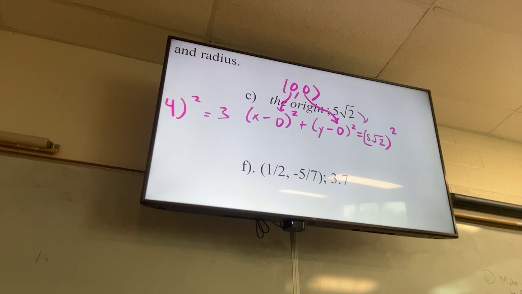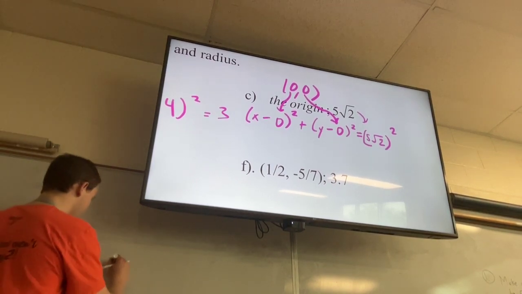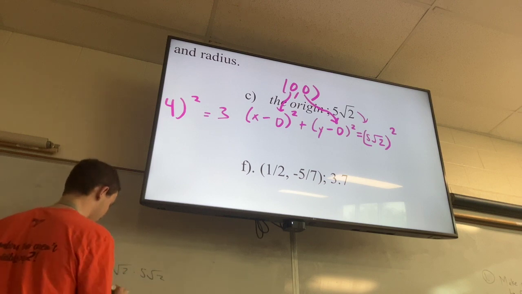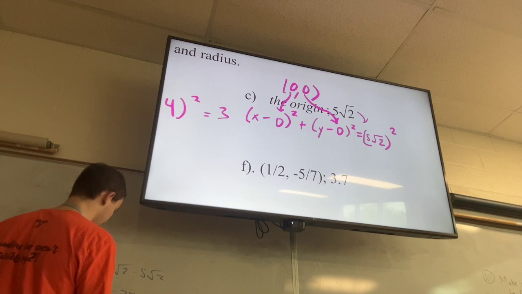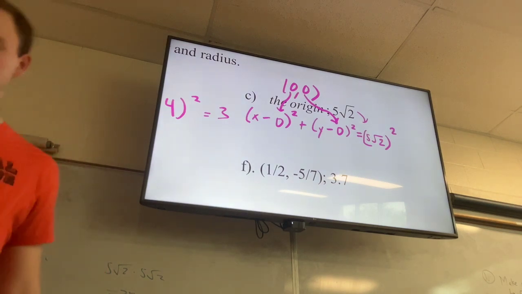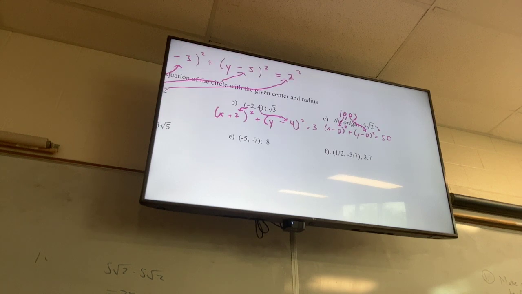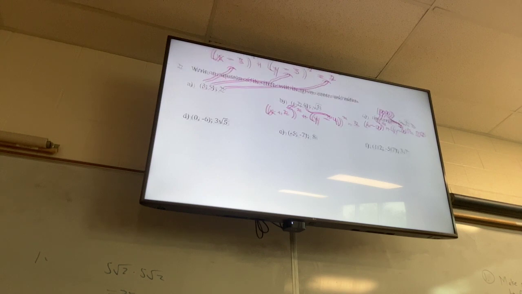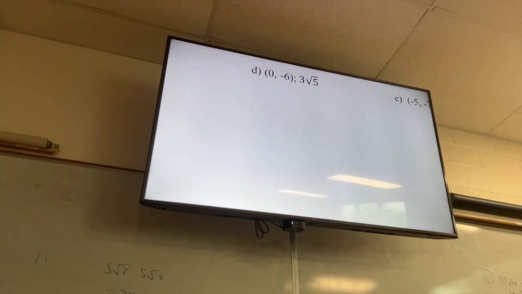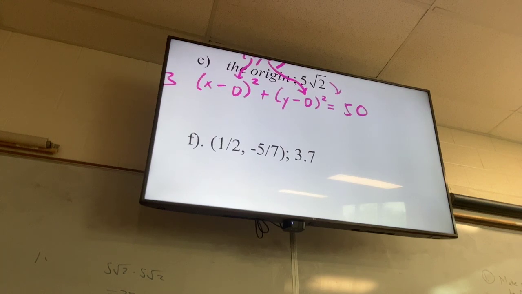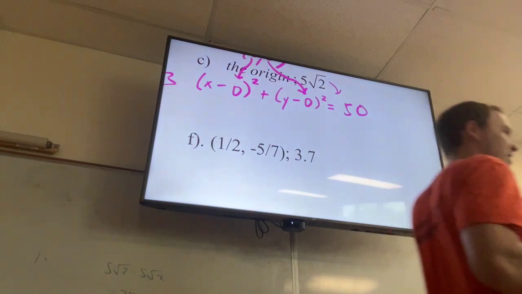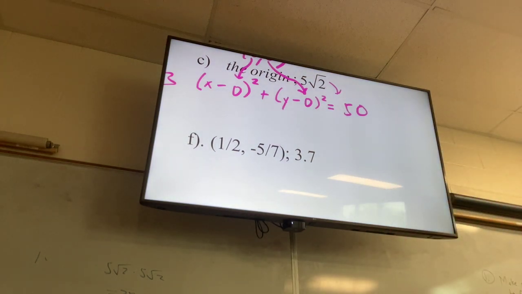If you get confused on how to do that, just do 5 root 2 times 5 root 2, which is 25 times 2. So 50. They're going to try to throw you for a loop. Don't let them do it. This is easy money, okay? If it's 0, put it as a minus, just for the sake of consistency.